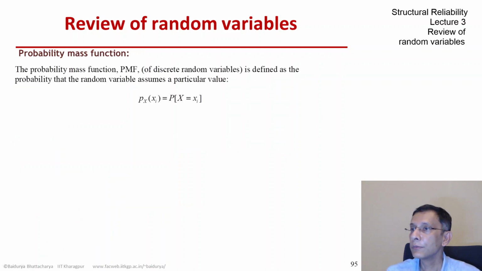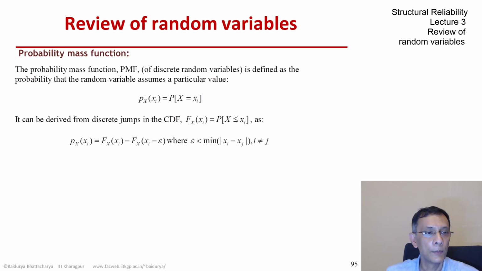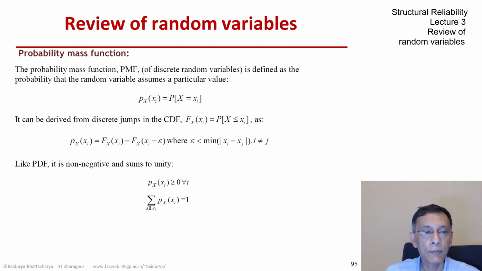For discrete random variables, we have the mass function. So it's the probability that the random variable takes on that particular value, lowercase x_i. You can also identify the PMF from discrete jumps in the CDF, as you see here. And these are all non-negative numbers. If you sum all the PMFs, you get the value of 1.